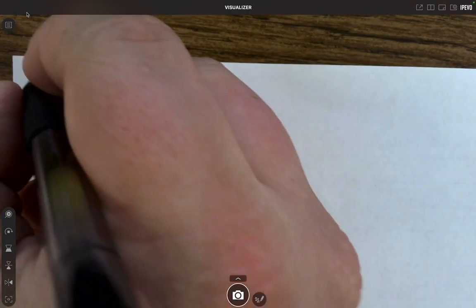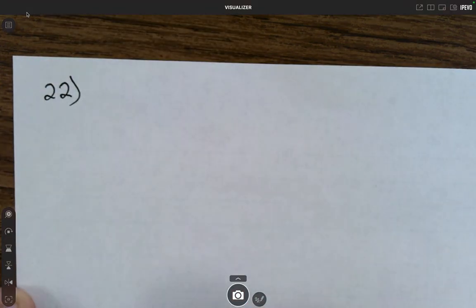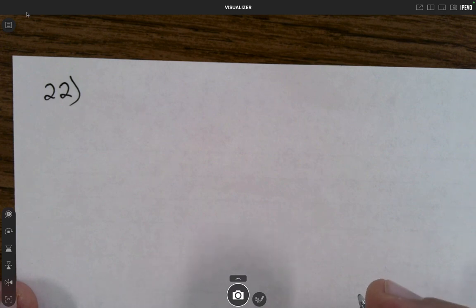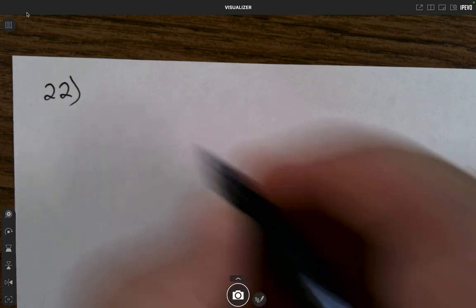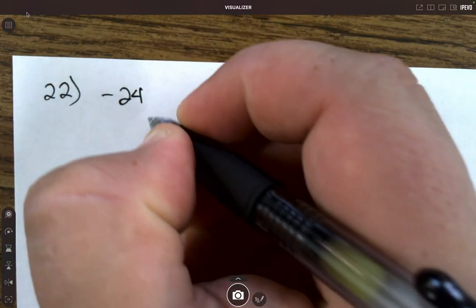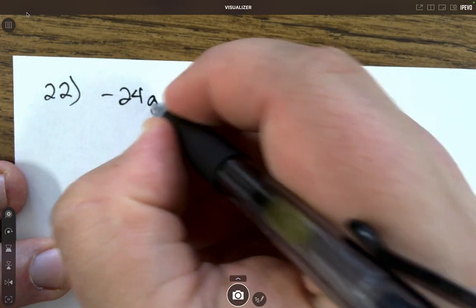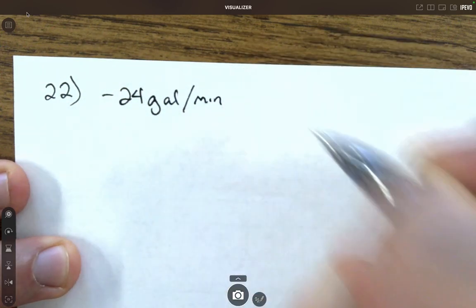Number 22. The water in the swimming pool drains at a rate of 24 gallons per minute. Whenever you see the word per, think times. So describe the change in the amount of water in the swimming pool after 1 hour. Now the pool is draining, so it is losing water. So its rate is really negative 24 gallons per minute.